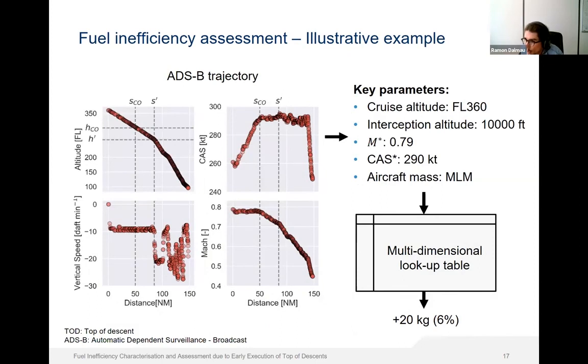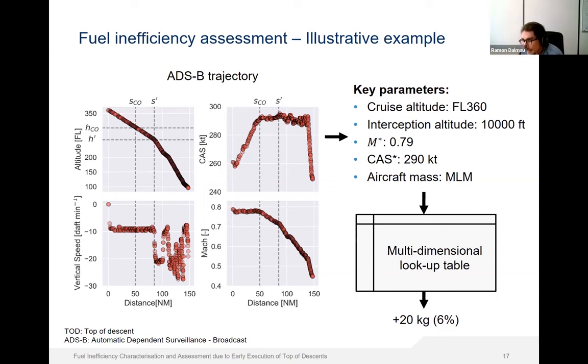This slide shows one of these 4,000 ADS-B trajectories in order to illustrate the procedure. The top left plot is the altitude profile as observed from ADS-B data. The top right plot is the calibrated airspeed profile in knots. Then we have the vertical speed profile in the bottom left and the Mach profile in the bottom right. The proposed method classified this trajectory as an early descent due to the initial segment at 1,000 feet per minute. And then we extracted the key parameters from the ADS-B data.